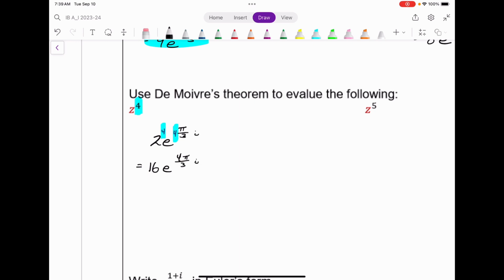Now this angle of 4 pi over 3 is too big for the convention. Remember, for our argument by convention, we always go no more than pi that way or minus pi that way.